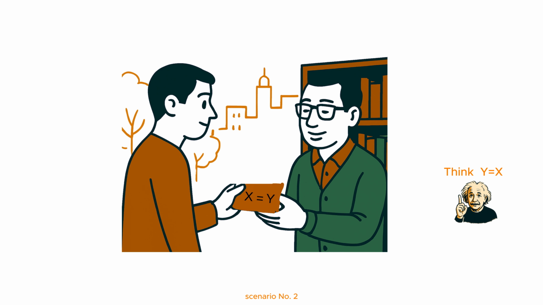Scenario number 2. A little while later, you go back to the librarian. You don't bring a new book this time. Instead, you give them a simple instruction. From now on, when I ask for the book Y, I want you to give me the same book you give me when I ask for X.